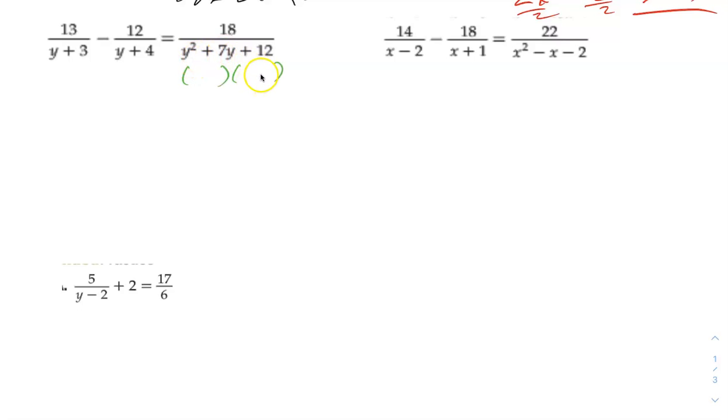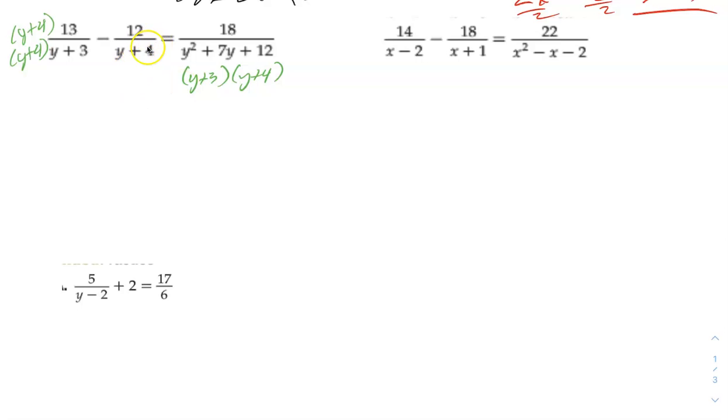Well, it's going to be y plus 3, y plus 4, right? 3 times 4 is 12, 3 plus 4 is 7. And look, it matches the other side. This would be my LCD, right? That's something that they all have in common. So what's this side missing that that one has? The 4. So I'll multiply by y plus 4.